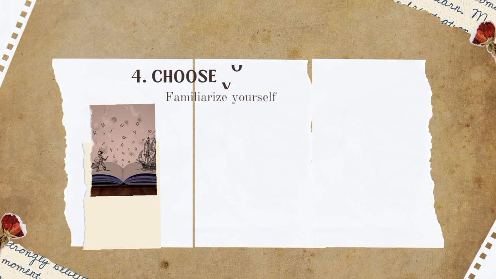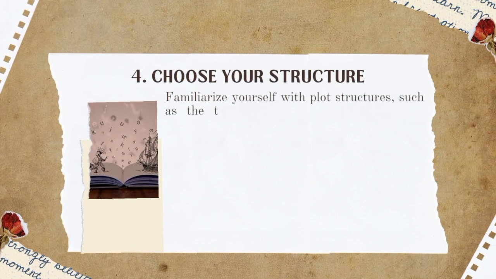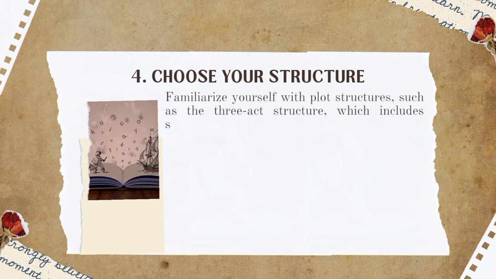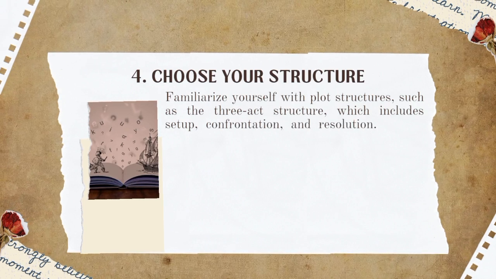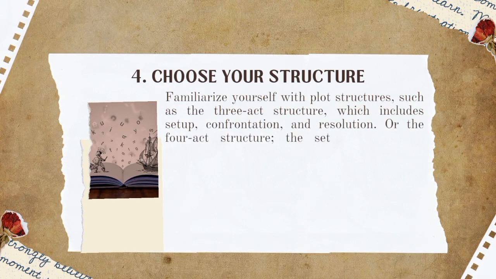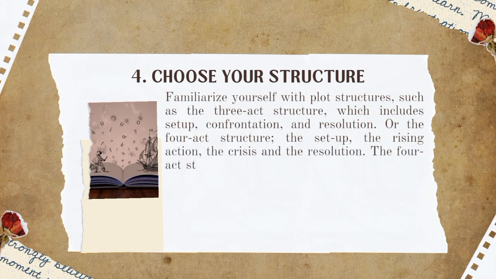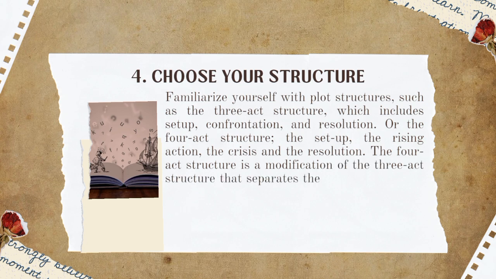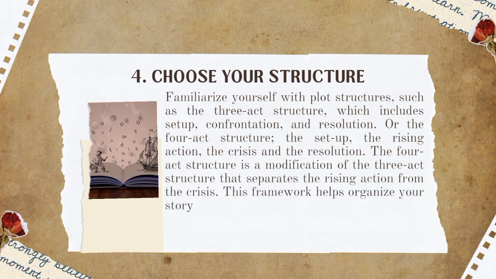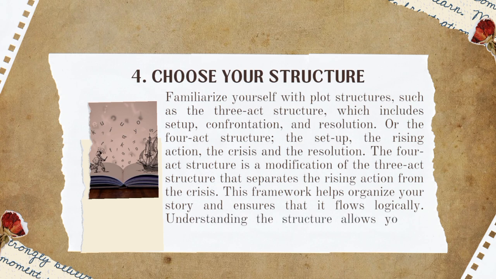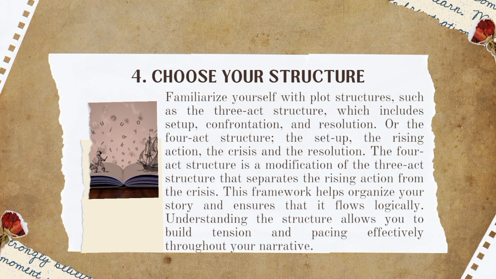Number 4. Choose your structure. Familiarize yourself with plot structures such as the 3-act structure, which includes setup, confrontation, and resolution, or the 4-act structure, the setup, the rise in action, the crisis, and the resolution. The 4-act structure is a modification of the 3-act structure that separates the rise in action from the crisis. This framework helps you organize your story and ensures that it flows logically. Understanding the structure allows you to build tension and pacing effectively throughout your narrative.